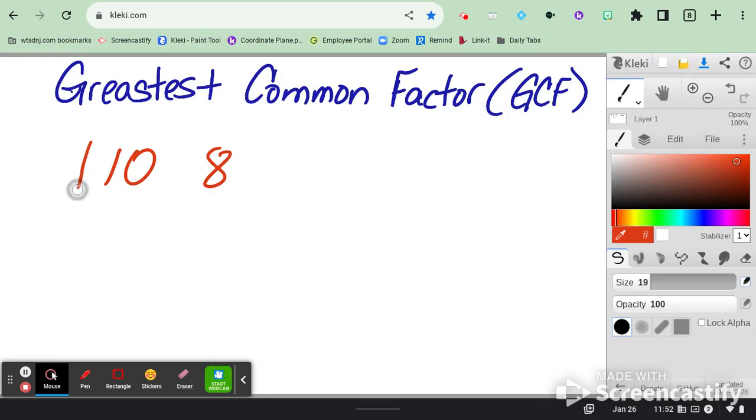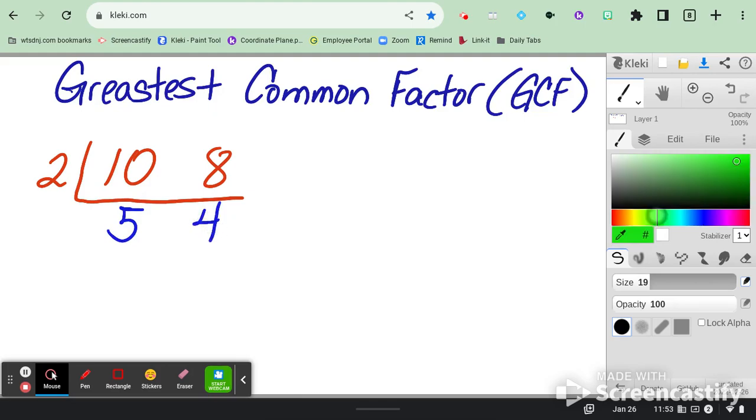Remember, I'm going to kind of draw an L shape. And I'm going to look to see what number goes both into 10 and 8. And I know that both 10 and 8 are divisible by 2. So I'm going to put a 2 on the outside here. So 2 goes into 10 5 times, and 2 goes into 8 4 times.